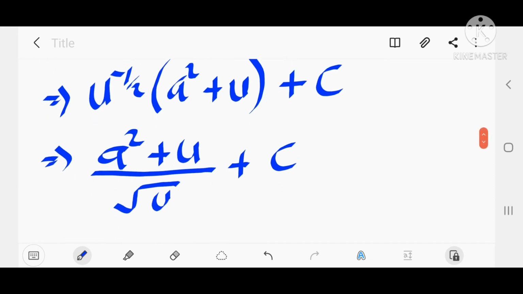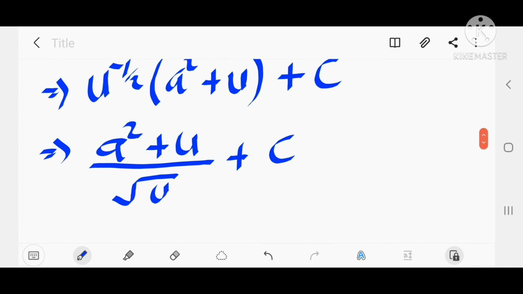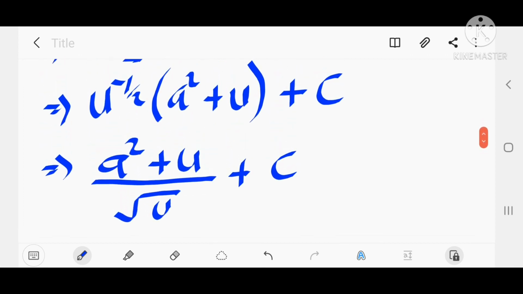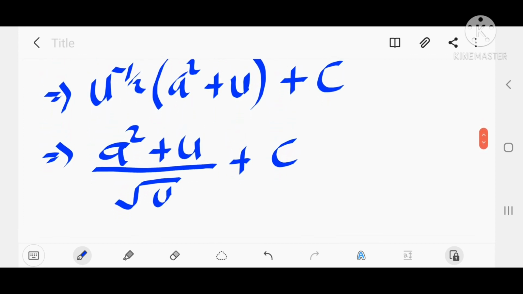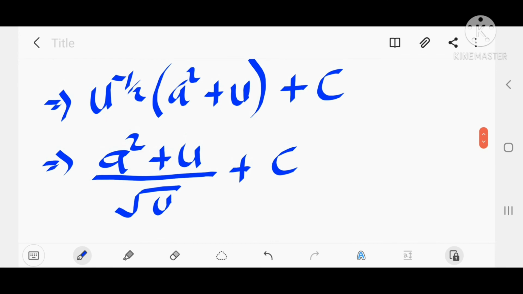You see, u exponent negative half is the same thing as writing u exponent half as a denominator. And the half is the square root, so we just change this and represent it with this. So that is that.